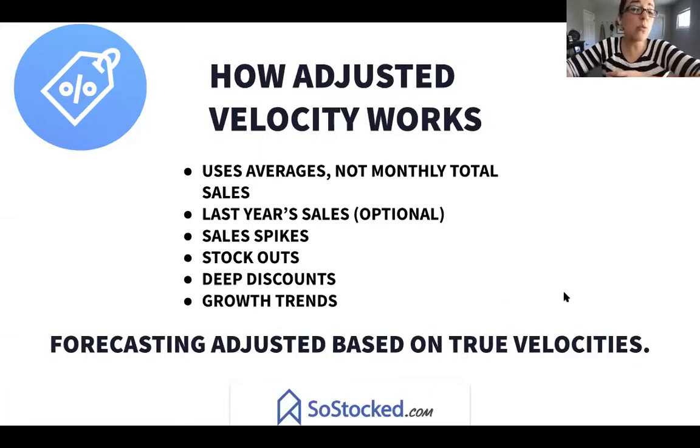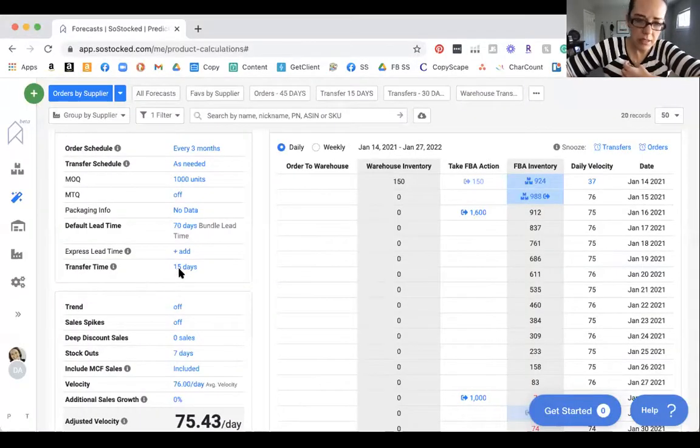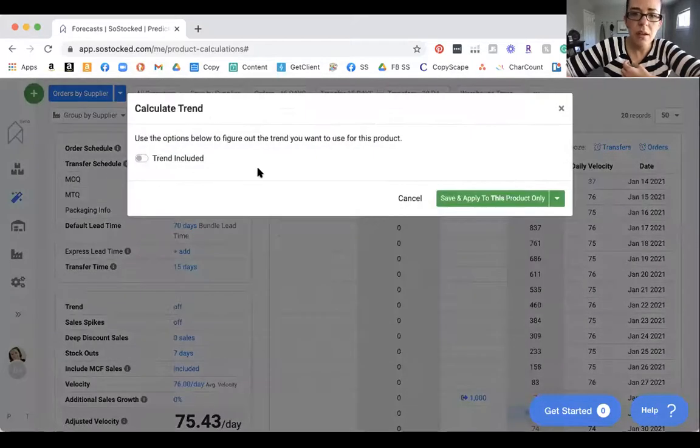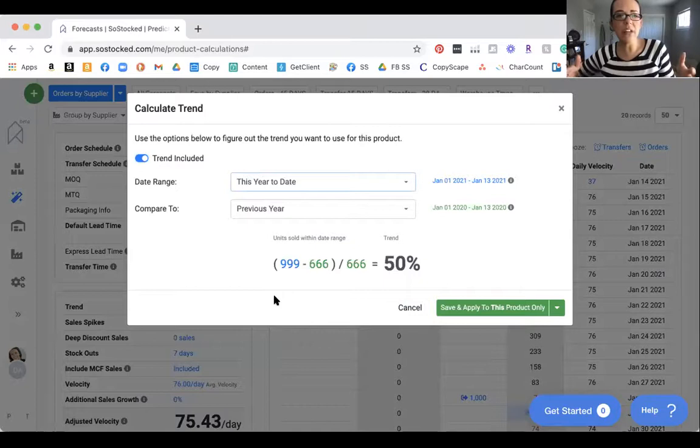Okay, and then there's growth trends. You can add growth trends as well. Let me show you. Essentially, growth trends would be looking at how many sales you had this period versus last period. So you could do a year-to-date growth trend, for example. If you're looking at last year's sales and you're adding a year-to-date growth trend on top, that might be helpful to you. But that's getting into a little bit of specifics.